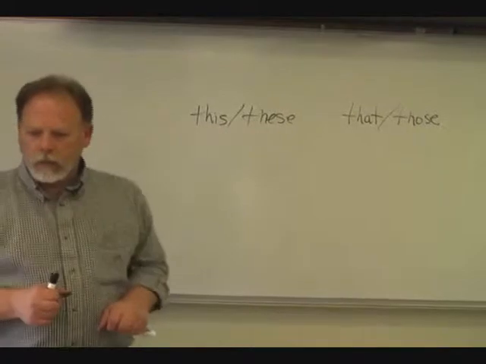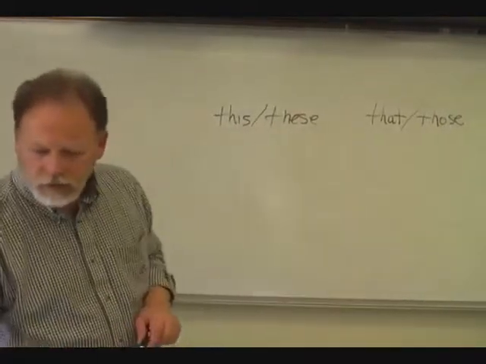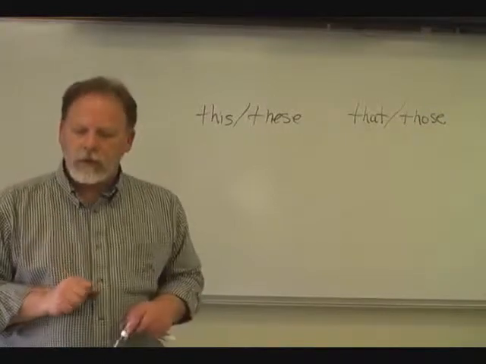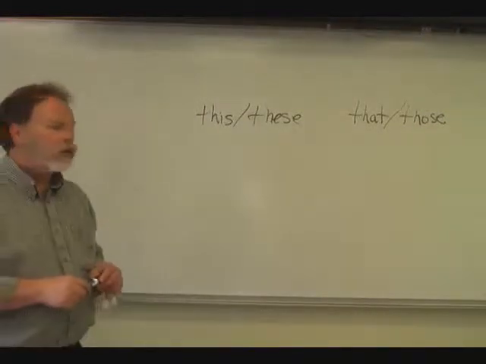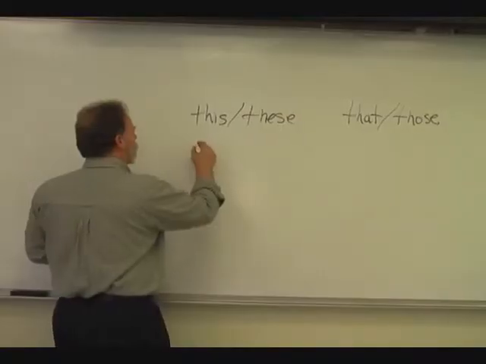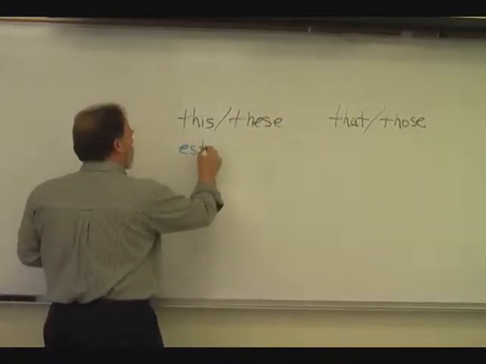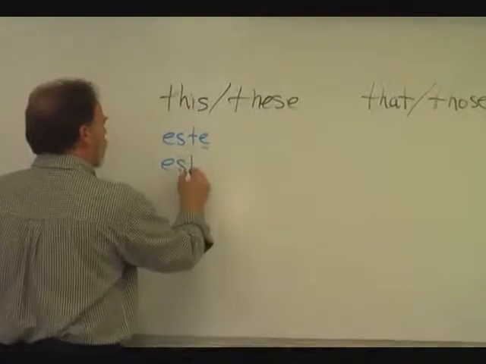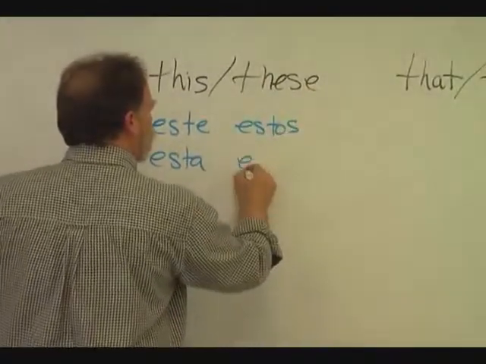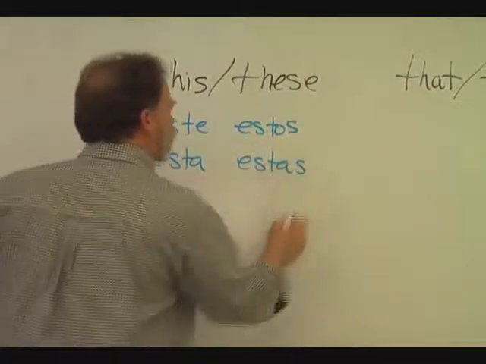If you'll look in the yellow box, you will notice that in Español we have three groups with four versions each. This and these would be este, esta, estos, estas.